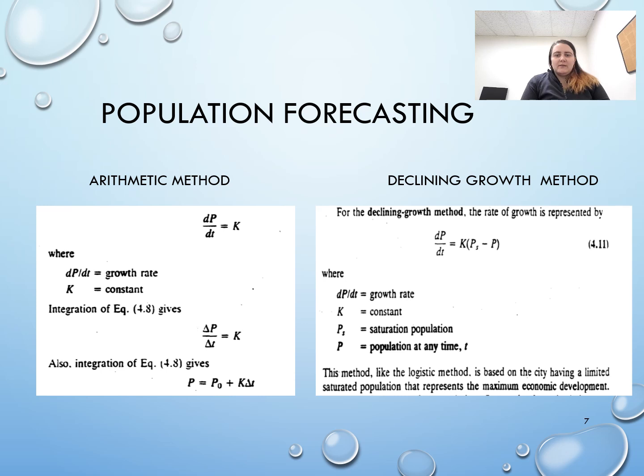And then your declining growth method basically takes what we call a saturation population. So it's the population that basically you're going to approach on that sigmoid curve. It's the max population you're going to have in the system. And it bases our population growth based on that saturation population. So just 4 different ways of estimating population and forecasting.